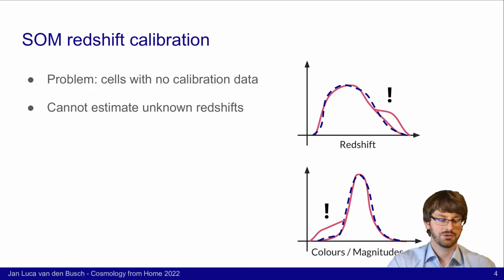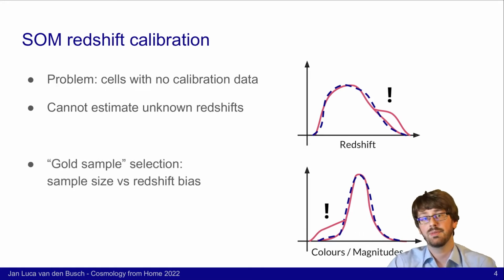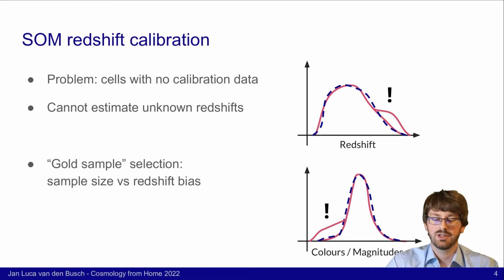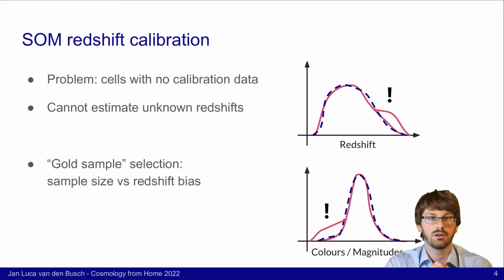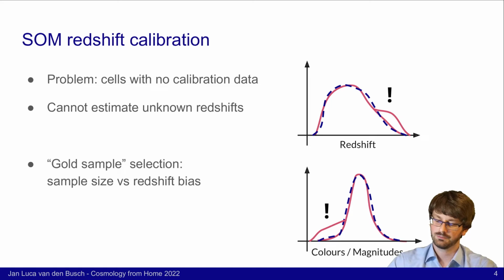And one way to solve this problem is what we do in KiDS. We define the so-called gold sample selection, where we basically reject all SOM cells where we don't have sufficient calibration data available. So we essentially cut down the sample size and trade off sample size against potential systematic biases in the redshift calibration.